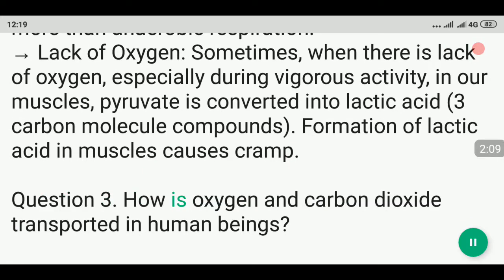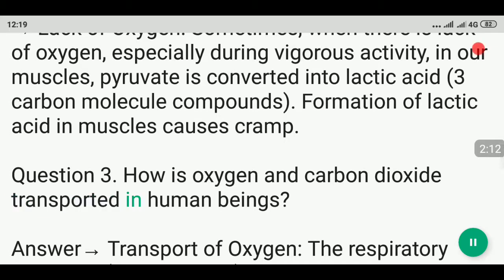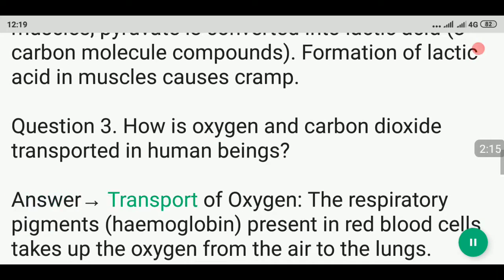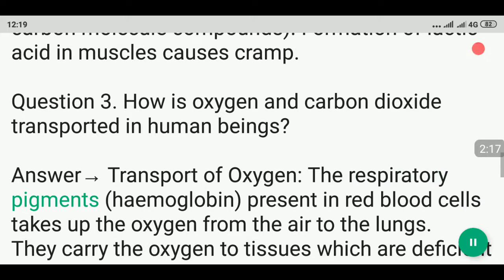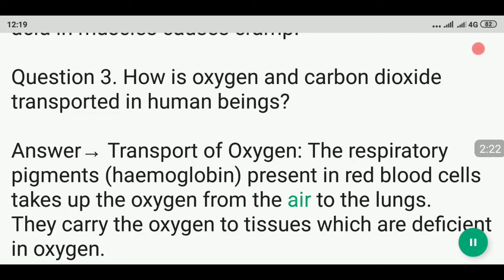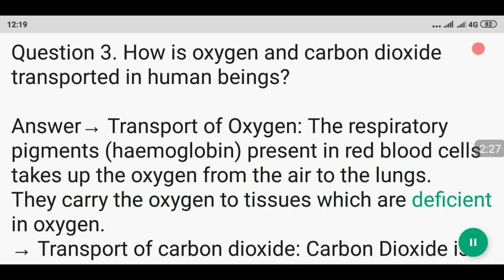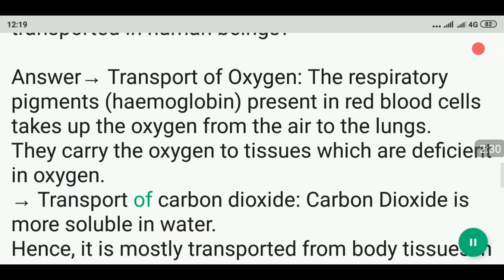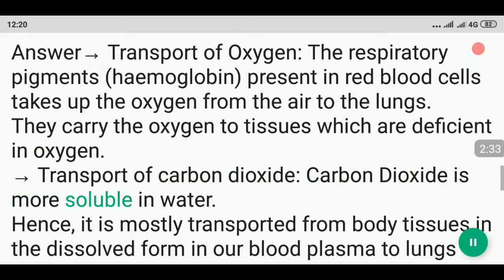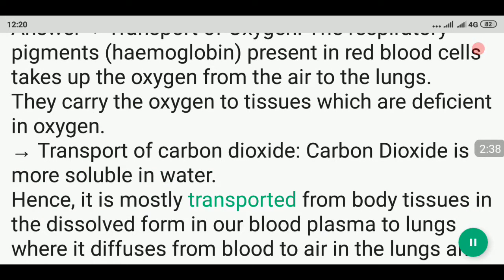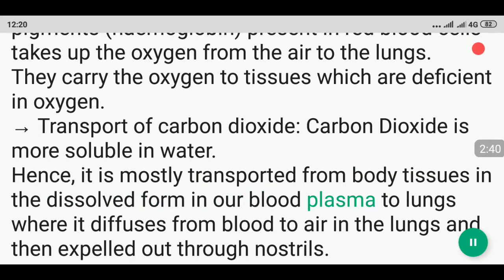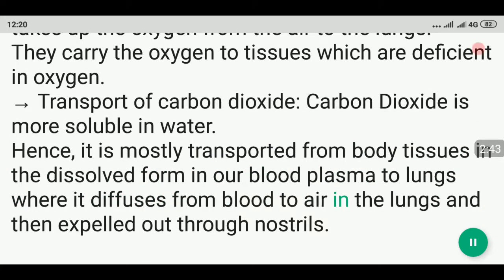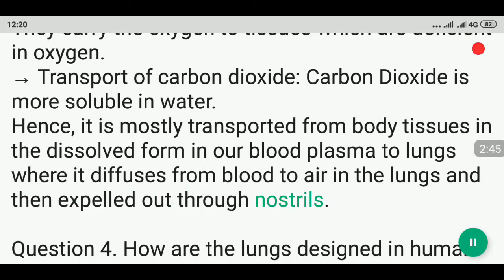Question 3. How are oxygen and carbon dioxide transported in human beings? Answer. Transport of oxygen. The respiratory pigment, hemoglobin, present in red blood cells takes up the oxygen from the air in the lungs. They carry the oxygen to tissues which are deficient in oxygen. Transport of carbon dioxide. Carbon dioxide is more soluble in water. Hence, it is mostly transported from body tissues in the dissolved form in our blood plasma to the lungs, where it diffuses from blood to air in the lungs and is then expelled out through the nostrils.